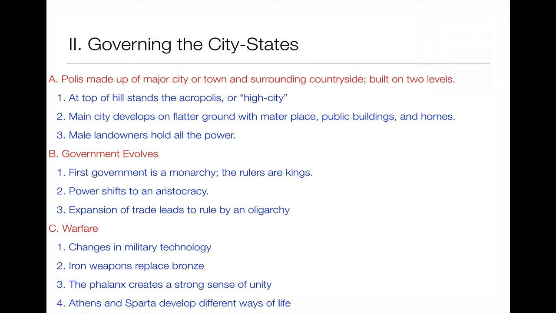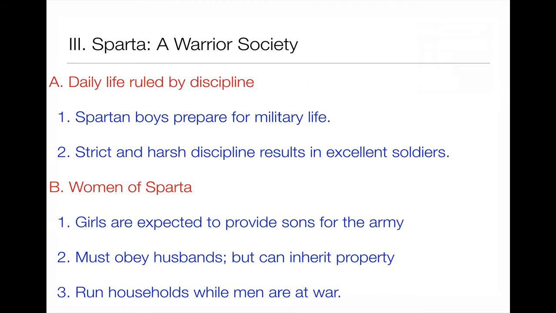And the two main city-states that Greece is known for are Athens and Sparta, and each of them develops kind of their own unique situation. And that's because of their city-states, and they have to adapt to the areas in which they live. All right, so first look at Sparta, warrior society.